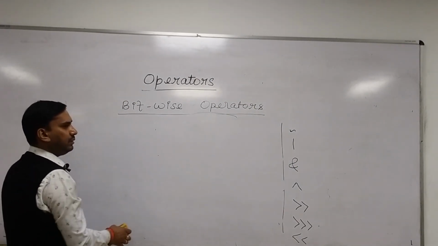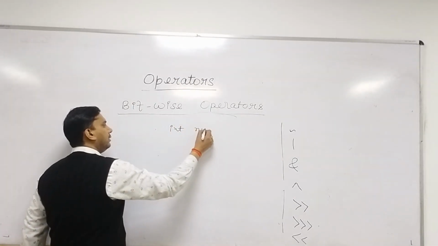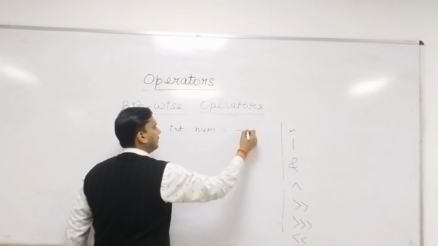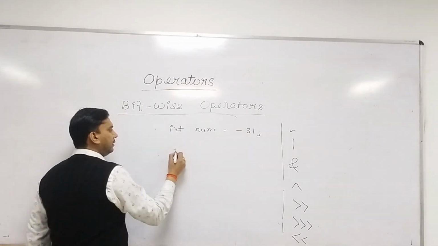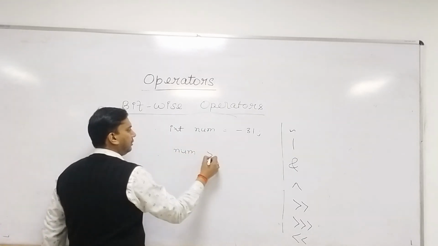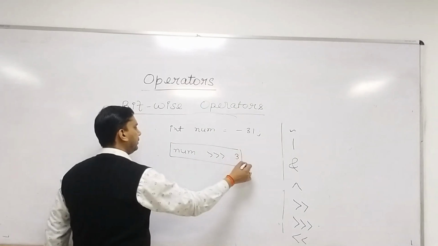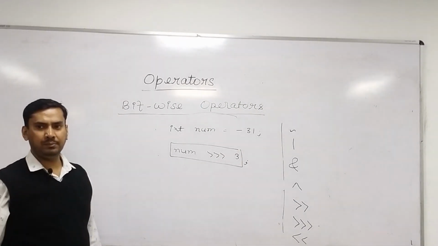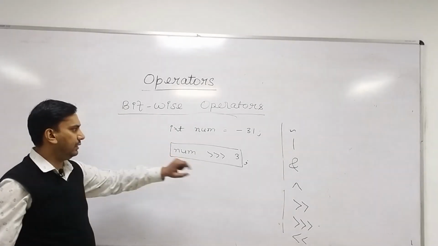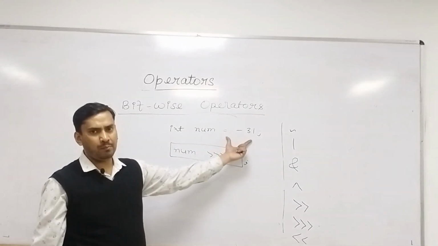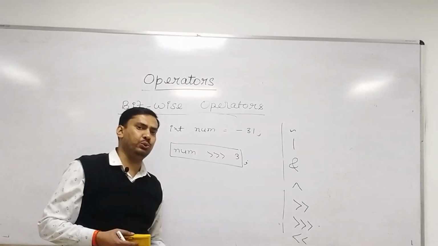Now my question is a little bit different. What I said is, okay, my number is minus 31 and I want to shift it by 3 bits. I have to shift this number by 3 bits. So how will you perform the shifting here? Just concentrate. So how will we represent minus 31? Again, we will write 31, then I will take its 2's complement.